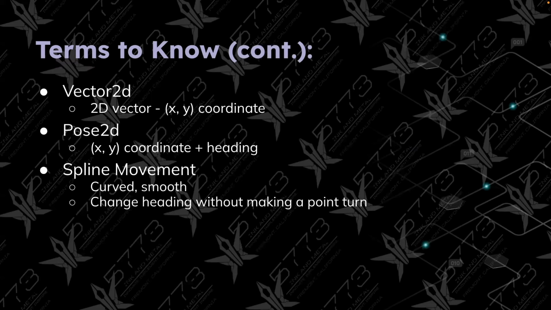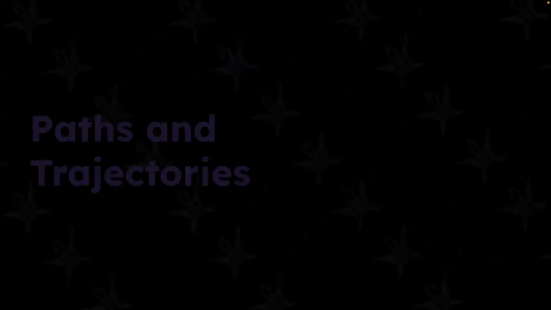Vector 2D gives a 2D vector, which is an xy coordinate. Pose 2D gives an xy coordinate and also a heading. Heading is a direction at which the robot is going. Spline movement is curved and smooth, and it can change the heading without making a point turn.